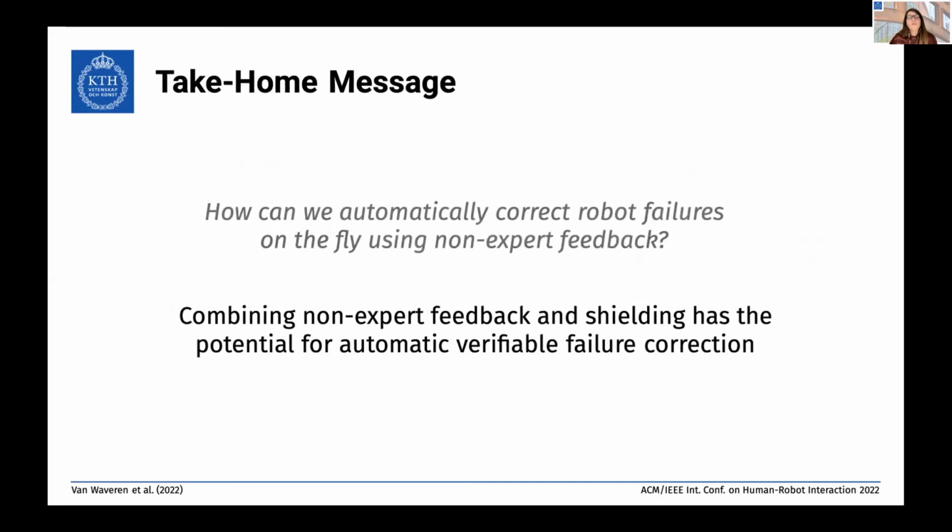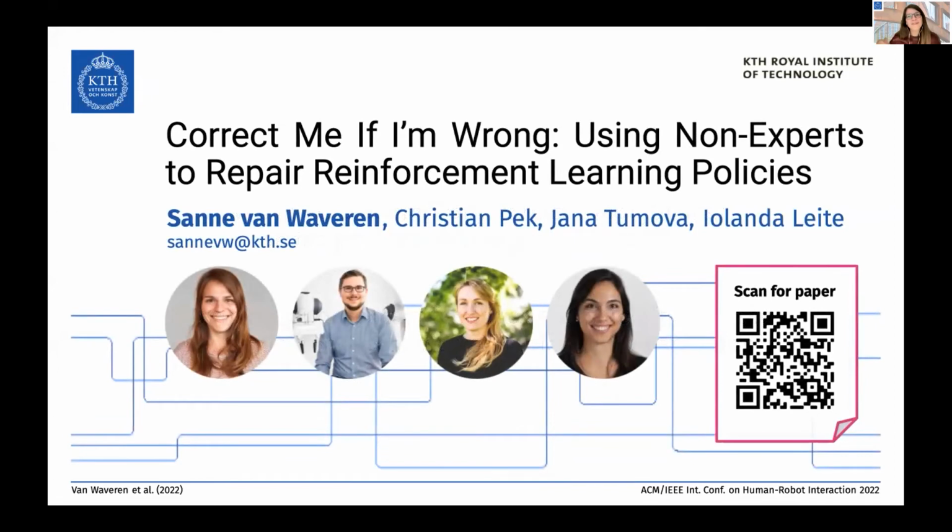So to come back to the overall research question that I posed in the beginning, what this work showed is that combining non-expert feedback and shielding has potential for automatic verifiable failure correction. Thanks, and you can find the paper here and reach out if you have questions.